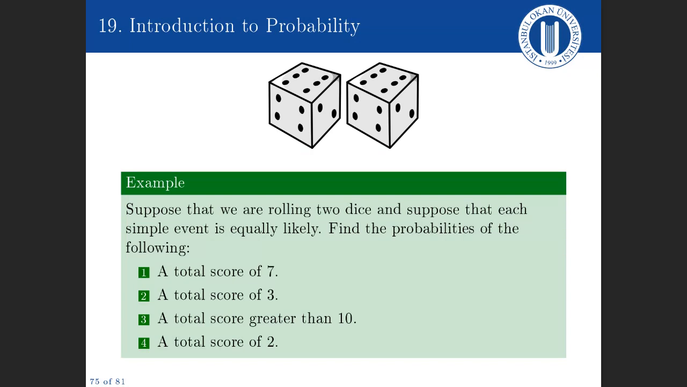Let's go back to talking about 2 dice. Let's suppose we roll 2 dice, and then we're going to suppose that each simple event is equally likely. Find the probabilities of the following. These are the same ones we talked about earlier when we talked about writing the events for each of these: a total score of 7, a total score of 3, a total score greater than 10, or a total score of 2.